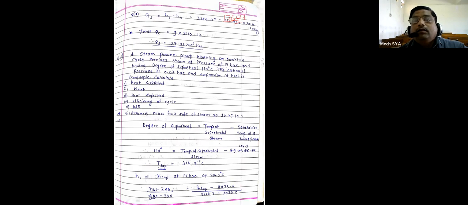This will become the total heat per kg supplied, 3109.52 kilojoule per kg.